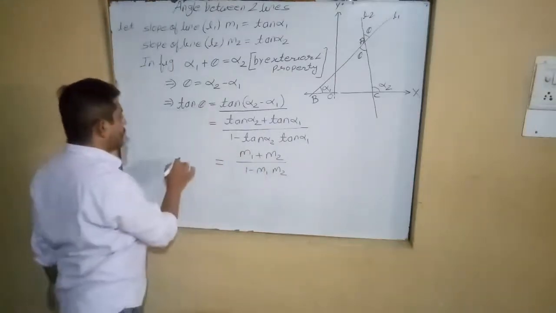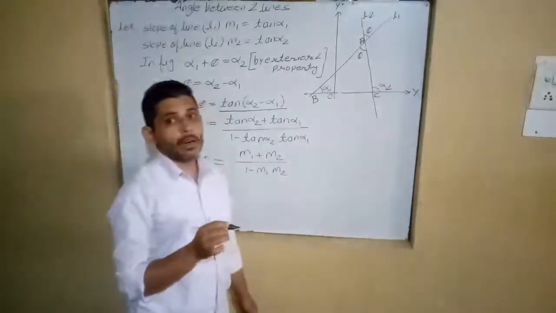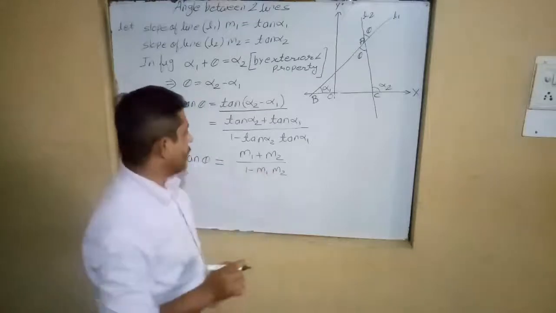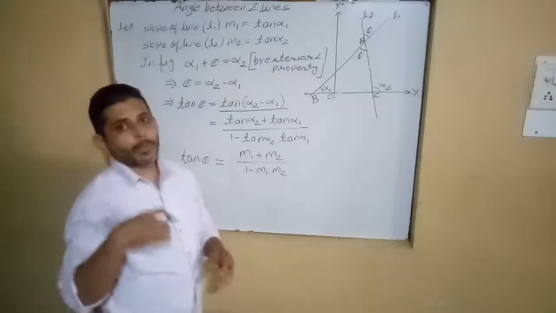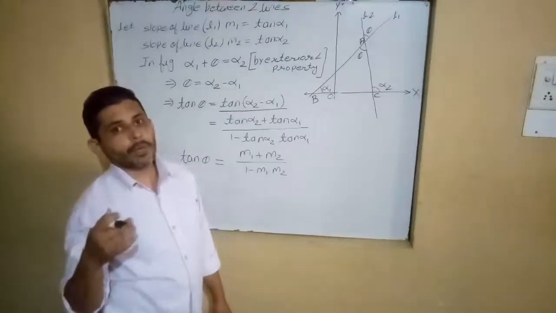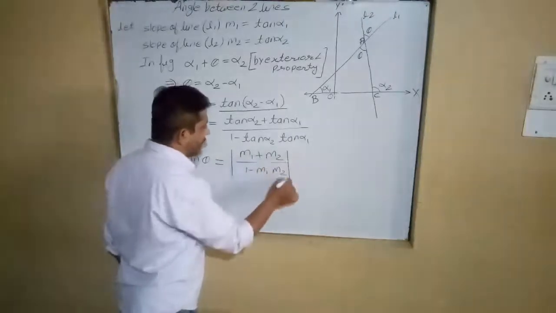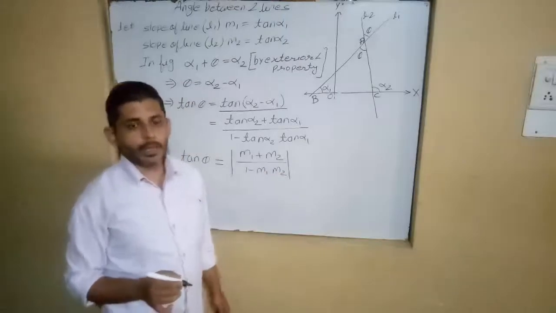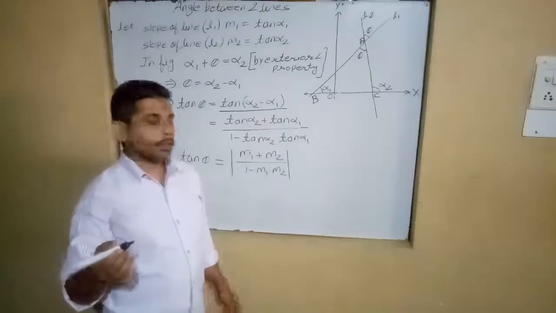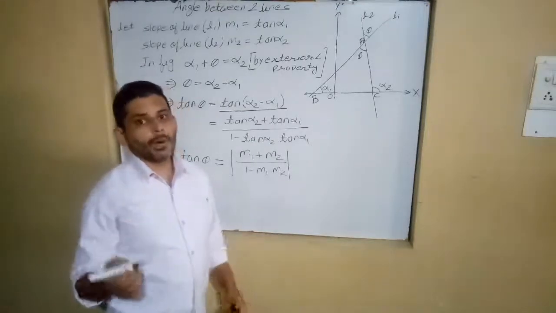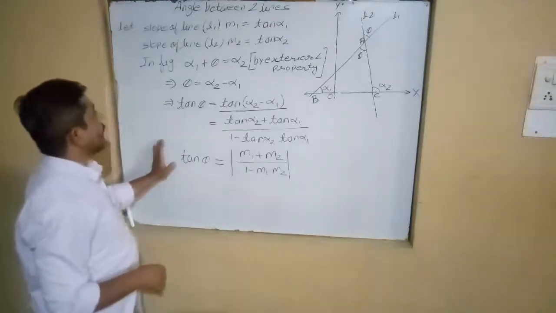This is the value of tan theta, where theta is the intersecting angle of two lines. Now theta can come in a positive form or a negative form, but we only talk about the positive form. That's why we use the sign of modulus here. If the value of theta comes in the negative form, this modulus converts it into the positive form. That's why we use the modulus function. So this is the angle between two lines.